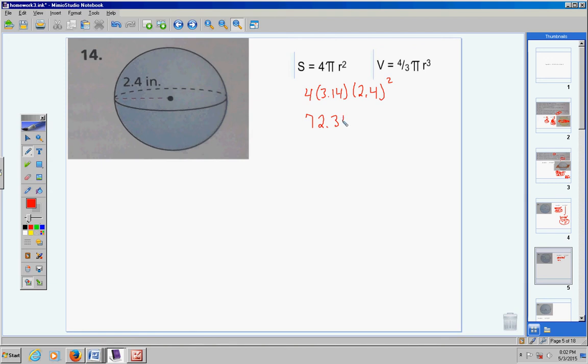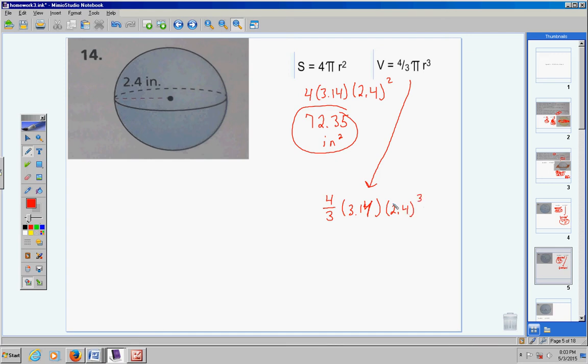72.3456. I'll just put 3.5, we'll round there, and that would be square inches because we are dealing with area, surface area. Now let's deal with volume. To find the volume of a sphere, use the formula right here for volume: 4/3 times 3.14 times radius cubed, so 2.4 to the 3rd power.